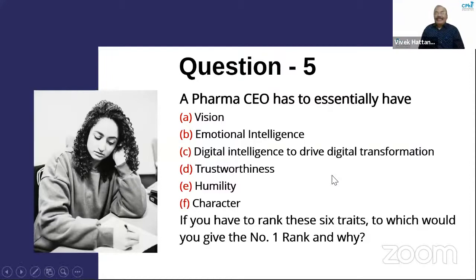So coming to the traits of the CEO, I definitely feel that character ranks number one for the simple reason that it's not only the internal customers of the company who are going to be looking at the person, but even the external customers. So all the stakeholders are going to be looking up. And second is trustworthiness, because unless people see that person as trustworthy enough, they won't open up. And at a senior leadership position, as we go up, these two traits become increasingly important rather than technical skills.